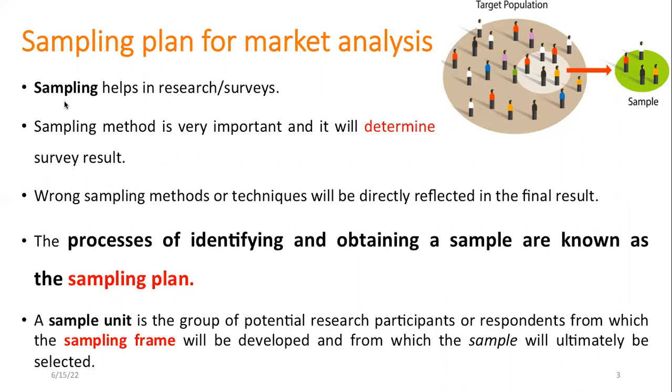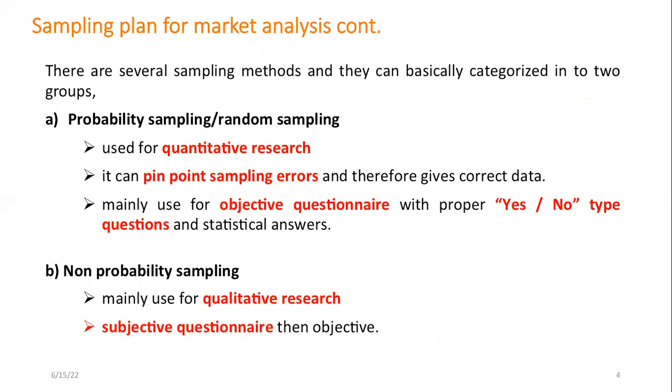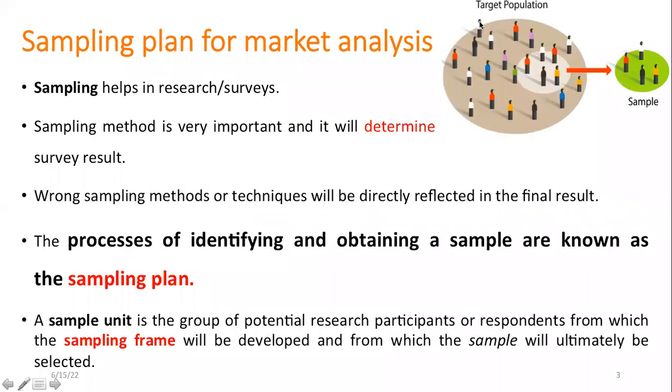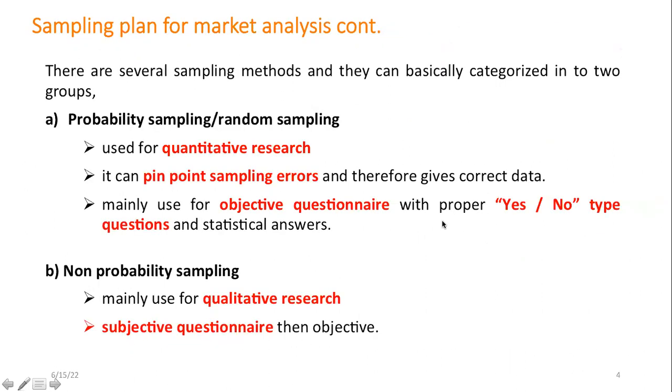So sampling means a process of identifying and obtaining a sample. So the sample frame is there, right? There is a population, then we are going to take a sample. This is the sample frame. Make it a border frame, right? And there are two sampling methods, probabilistic sampling method and non-probabilistic sampling method. You know the meaning of probability, right? So there are two methods, probabilistic sampling and non-probabilistic sampling.